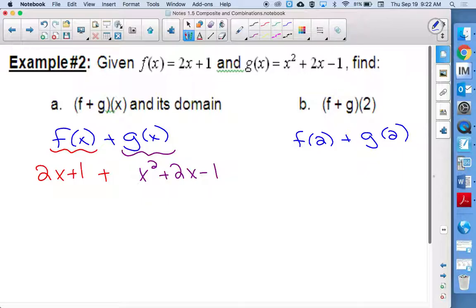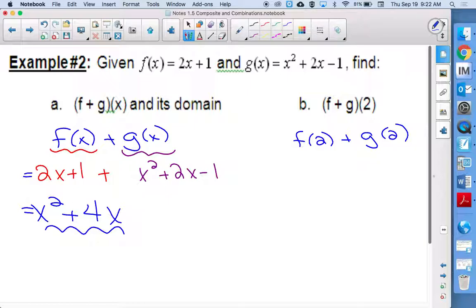So Lauren, if you combine them together, add those two functions, what do you end up getting? x squared plus 4x. Yeah. So f of x plus g of x would equal x squared plus 4x. What would you do for part B?